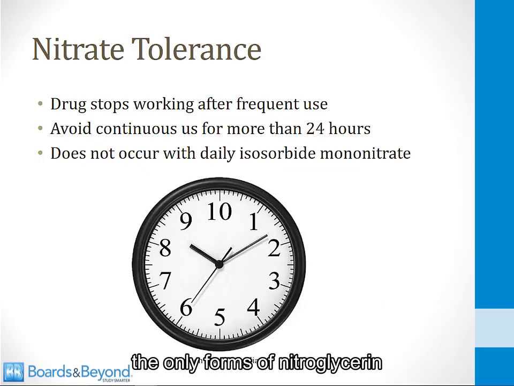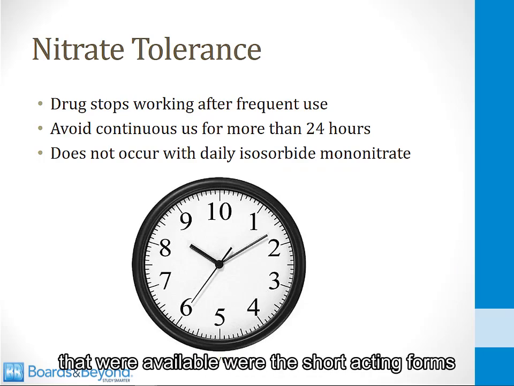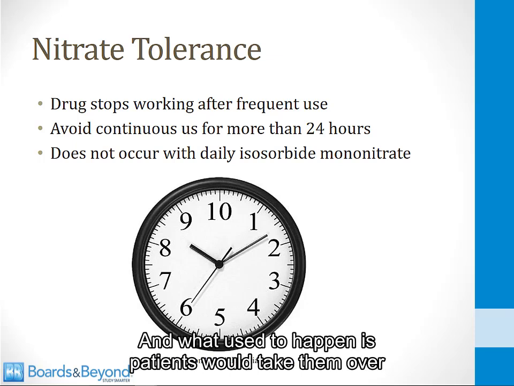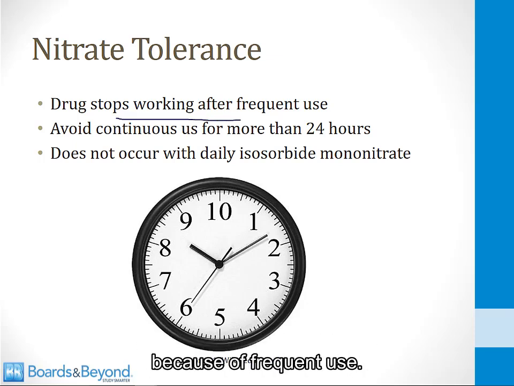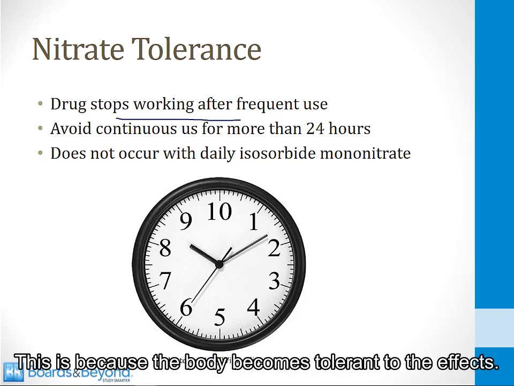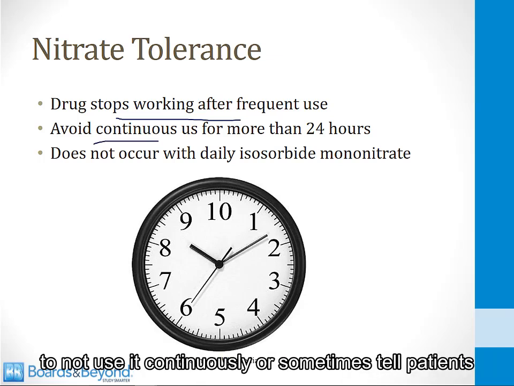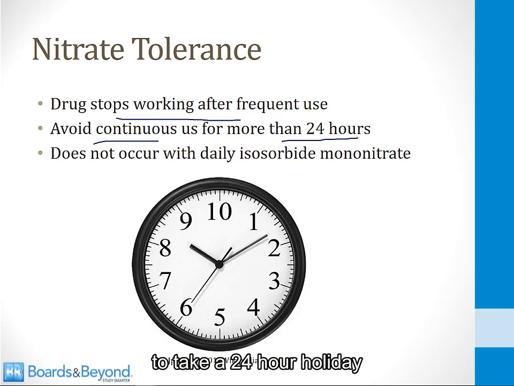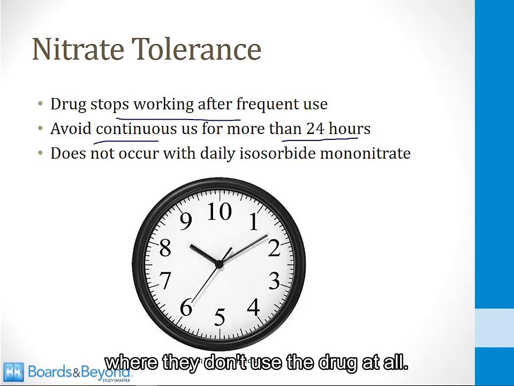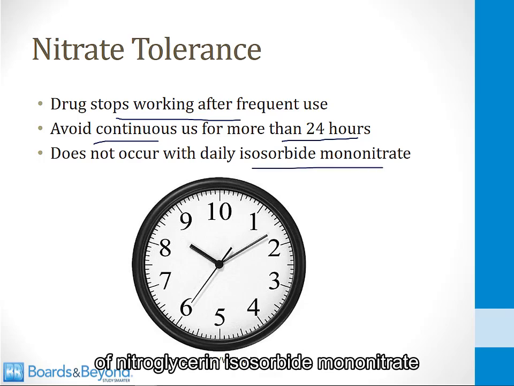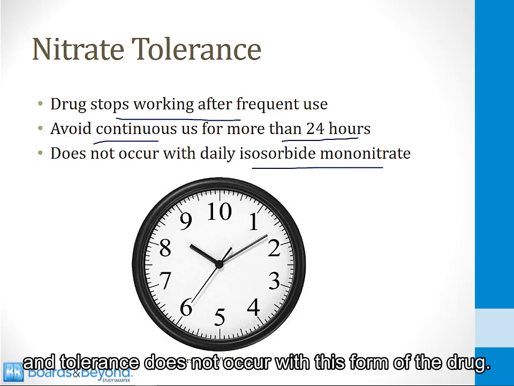Decades ago, the only forms of nitroglycerin that were available were the short-acting forms that you take under the tongue. And what used to happen is patients would take them over and over again, and the drug would stop working because of frequent use. This is because the body becomes tolerant to the effects. So the way this was avoided a long time ago was to not use it continuously, or sometimes tell patients to take a 24-hour holiday where they don't use the drug at all. In the modern era, we don't see this very much because we usually administer the long-acting form of nitroglycerin, isosorbide mononitrate, and tolerance does not occur with this form of the drug.